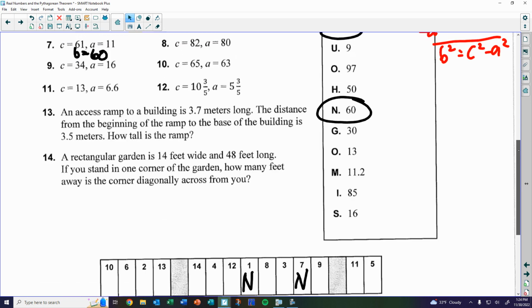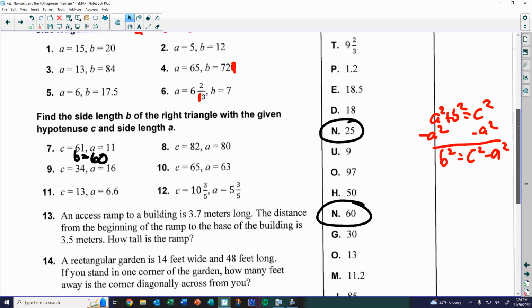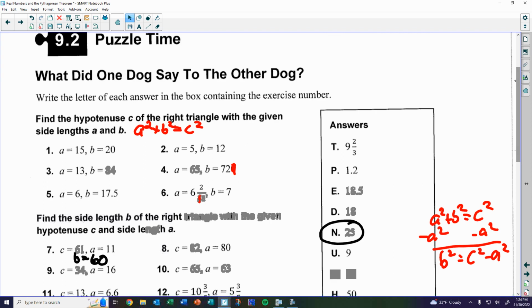There's 14 problems, and once you find all the correct answers on this, it'll spell out a little phrase which will answer the question, what did one dog say to the other dog? And remember, there's no 0 in 720, and there's no 53 in 2/53. It's 2/3 and 72. All right?